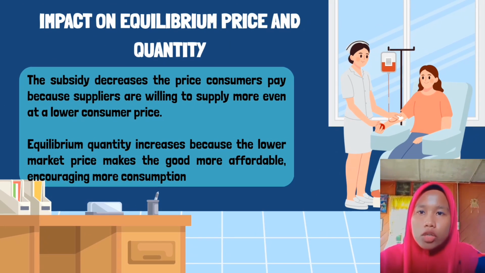Impact on equilibrium price and quantity. The subsidy decreases the price consumers pay because suppliers are willing to supply more even at a lower consumer price. Equilibrium quantity increases because the lower market price makes the good more affordable, encouraging more consumption.